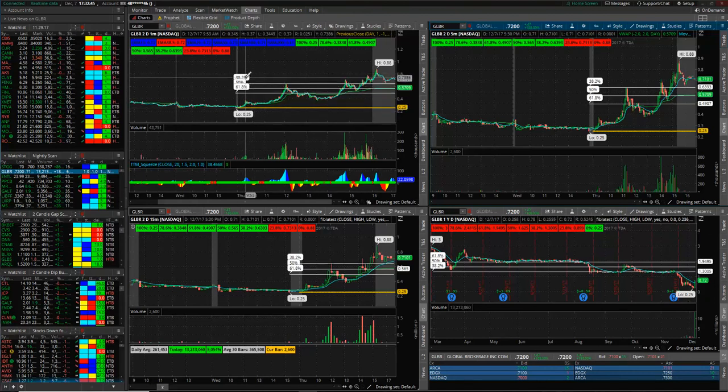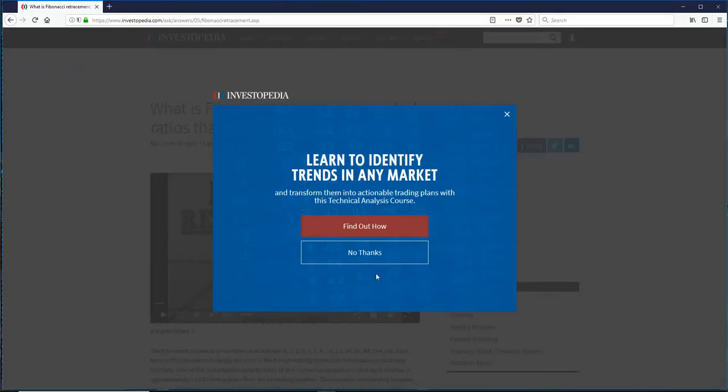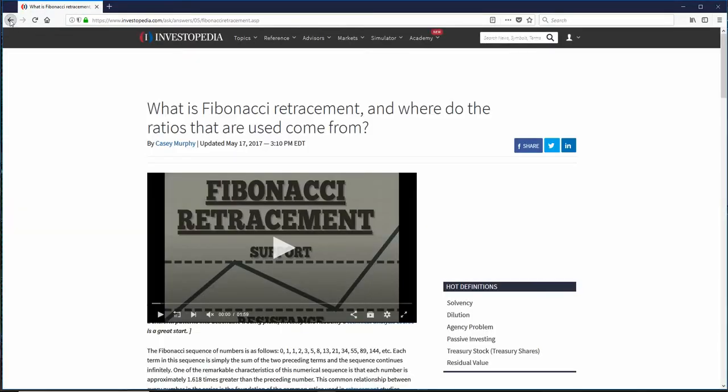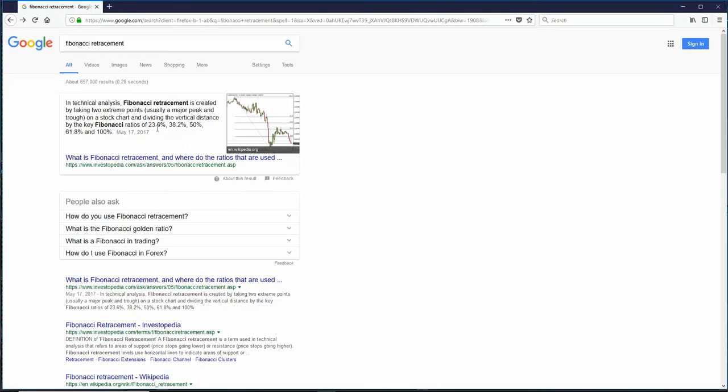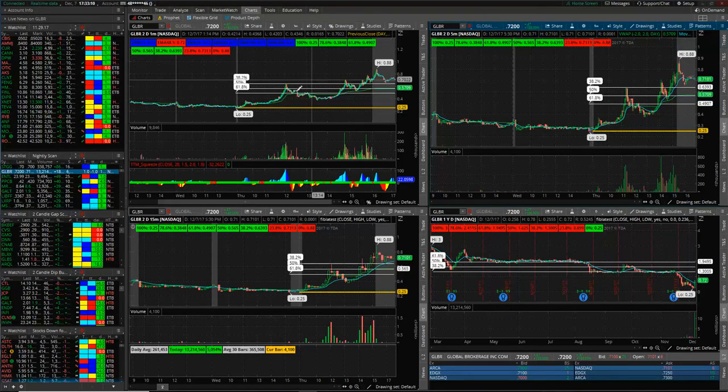If you noticed in what I posted, it talks about the 23, the 38, the 50, the 61. There's actually a 78 and 100. But the holy grails of support and resistance points in Fibonacci are the 38, 50, and the 61, which I think people consider to be the holy grail. I have this thinkorswim script that sets the 38, the 50 and the 61 automatically for you. And basically the way this works in day trading is this.